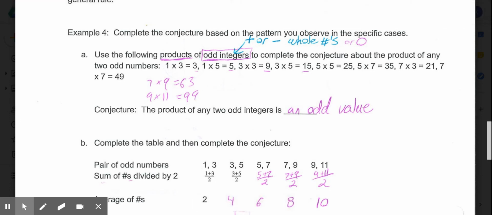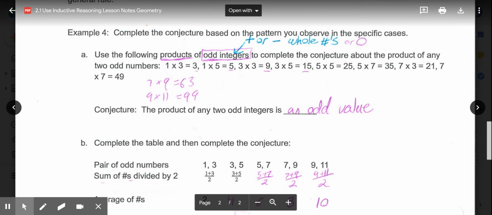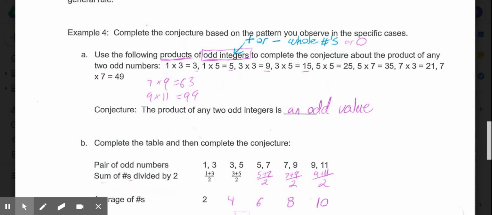odd numbers. So if I'm looking at what they give me, 1 times 3 is 3, 1 times 5 is 5, 3 times 3 is 9, 3 times 5 is 15, and so on. I even added a few of my own examples. 7 times 9 is 63. 9 times 11 is 99.